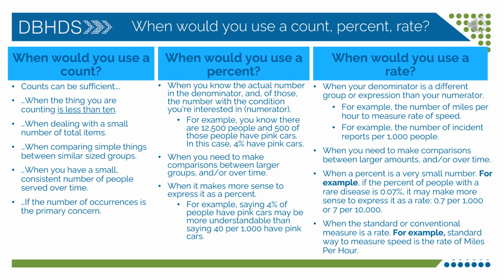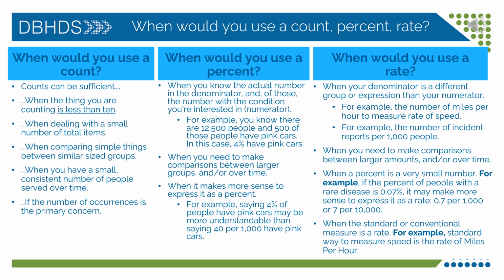You would also use a percent when you need to make comparisons between larger groups and or over time. And you would use a percent when it makes more sense to express it as a percent. For example, saying 4% of people have pink cars seems more understandable than saying 40 per 1,000 people have pink cars.